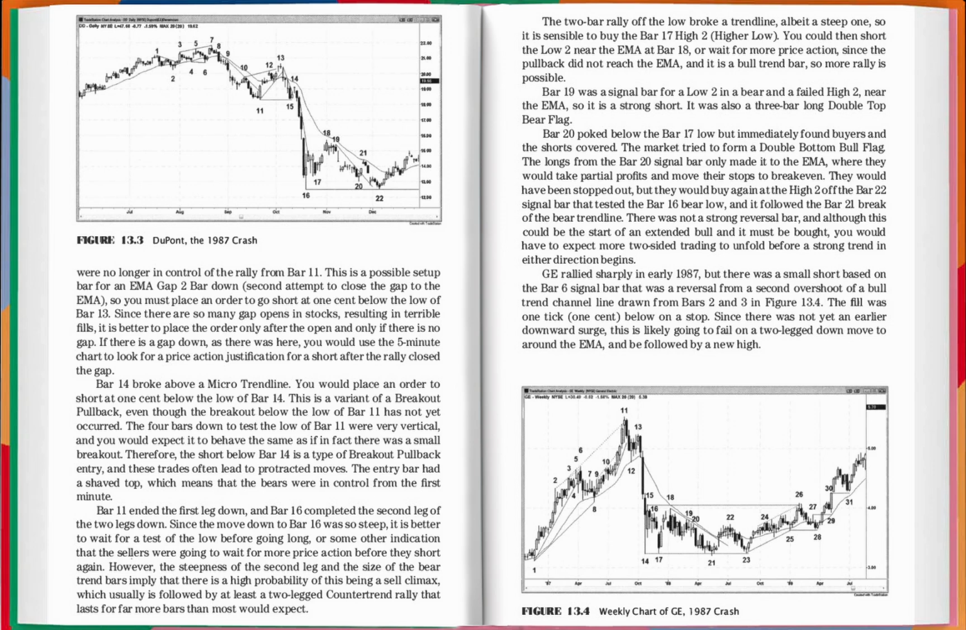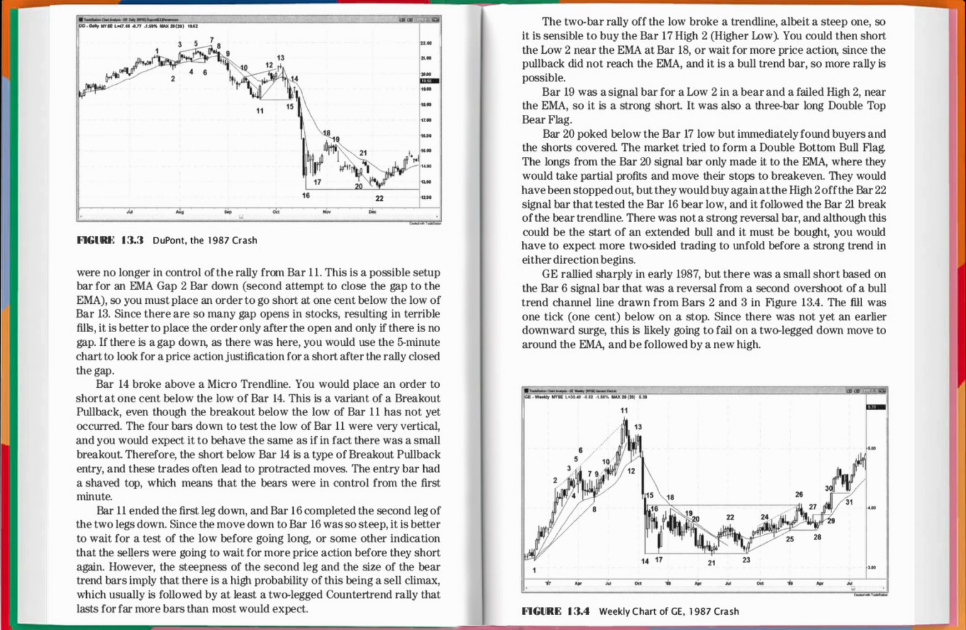The 2-bar rally off the low broke a trend line, albeit a steep one, so it is sensible to buy the bar 17 high 2 higher low. You could then short the low 2 near the EMA at bar 18, or wait for more price action, since the pullback did not reach the EMA, and it is a bull trend bar, so more rally is possible. Bar 19 was a signal bar for a low 2 and a bear and a failed high 2, near the EMA, so it is a strong short.